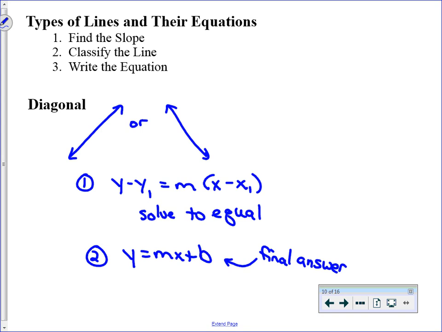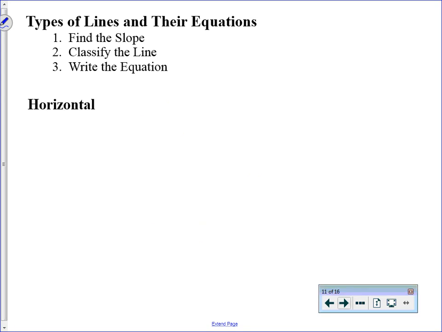Anytime we have a diagonal line, that is our final answer, but we have a few different types of lines as well. A horizontal line will always have the same exact equation of y equals y1. Now be careful. Remember, when you're looking at your ordered pairs, the y1 is going to be the second number that you have in your ordered pair.